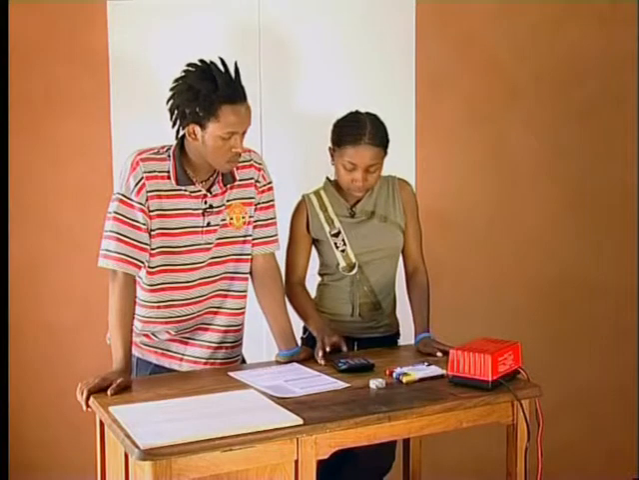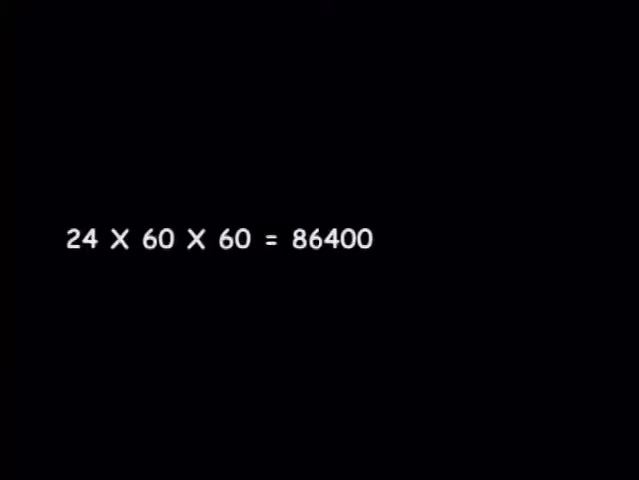Now, let's say we want to calculate the number of seconds in a day. There are 24 hours in a day, 60 minutes in an hour, and 60 seconds in a minute. So, we need to multiply 24 by 60 by 60. What does that give you? That gives me 86,400.